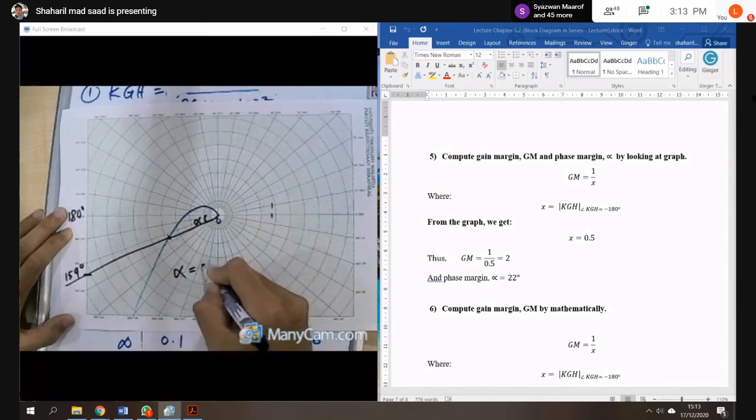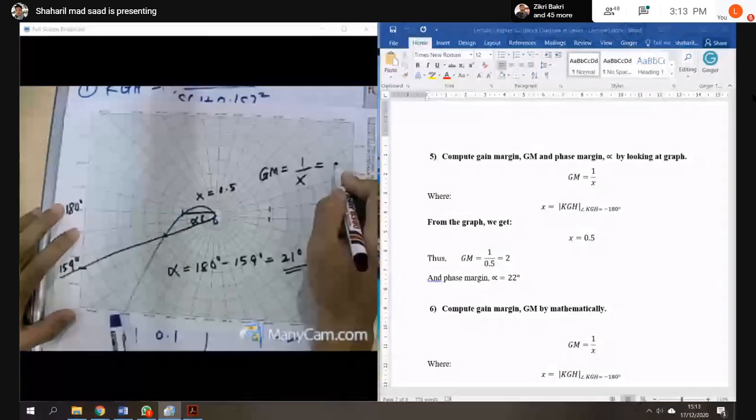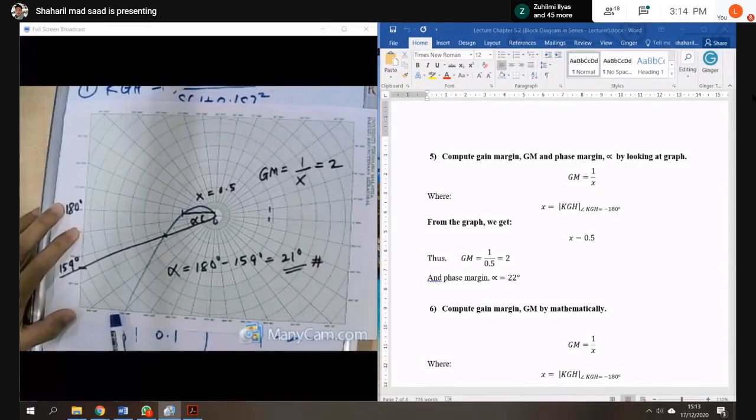Boleh? Yeah. So for the gain margin, you need to find this length. This is x equal to 0.5. So the gain margin is equal to 1 over x. You got it, how much is it? 2, right?